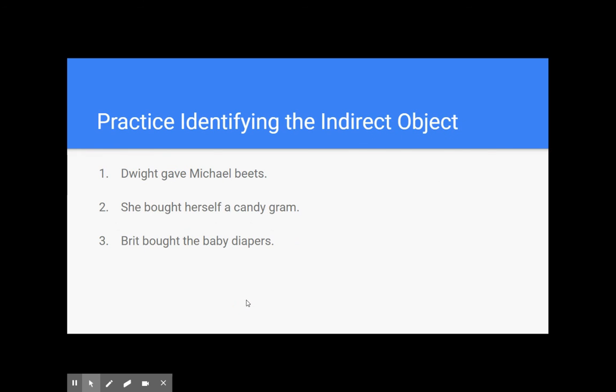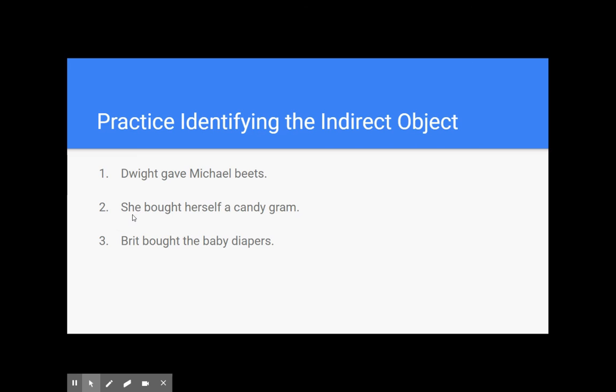Let's practice this. Dwight gave Michael beets. So again, always find your verb first. Gave, that's right, the action. Then ask yourself, gave what, to find your direct object. He gave beets. Now to find the indirect object, you're going to ask, gave the beets to whom, right? That's your indirect object, Michael, okay?